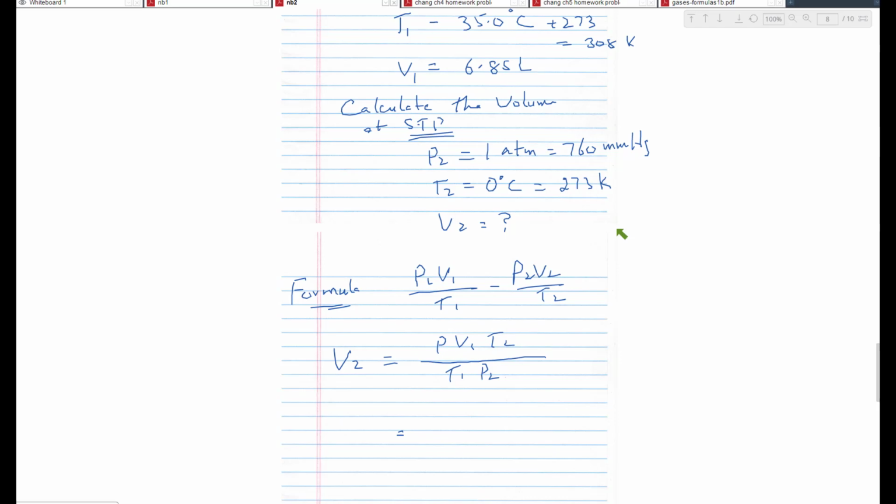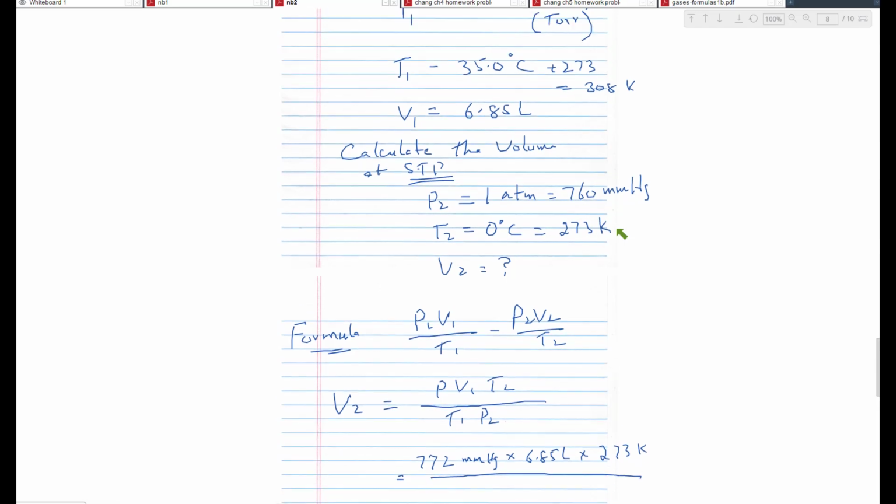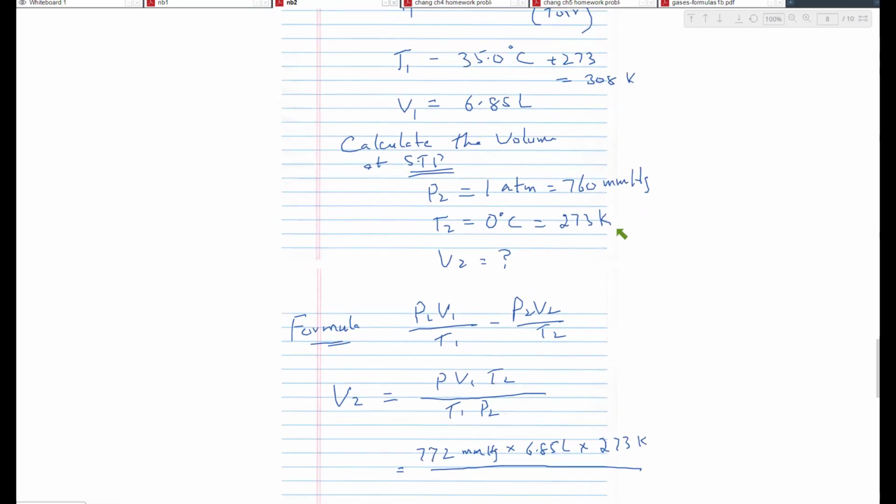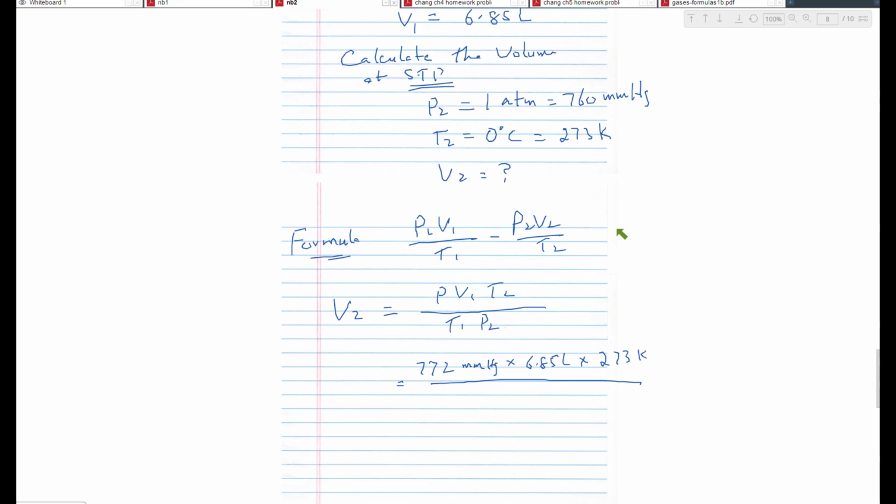All right. First pressure is 772 mm, am I right? 772, sorry, 772 mm of mercury. And the volume V1 is 6.85 liter. T2 is how much? 273 Kelvin. Now the denominator, T1 is how much? 308 Kelvin. Yep.